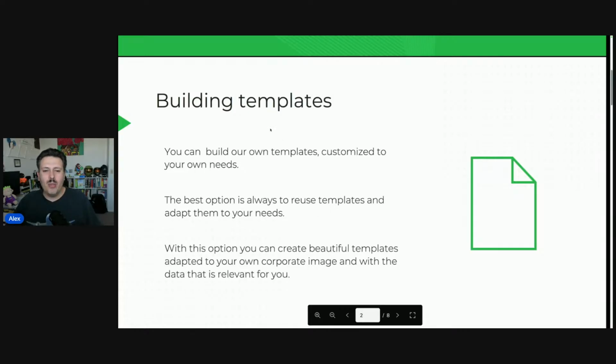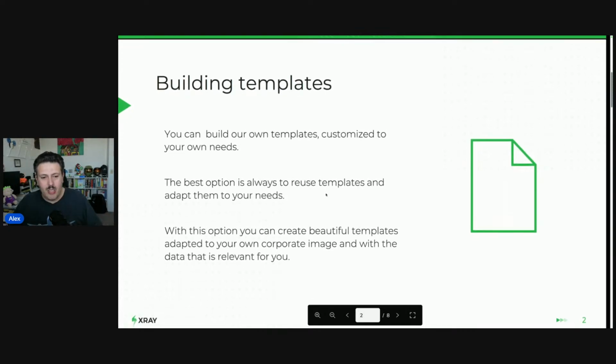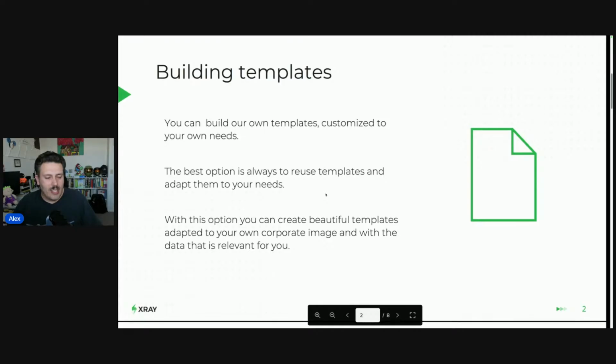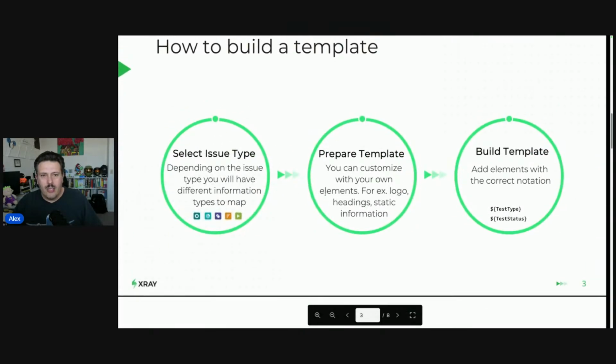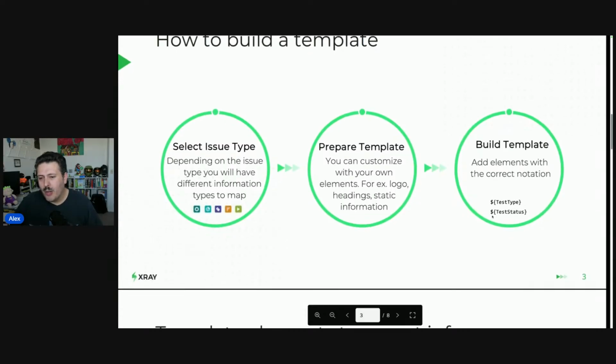All right, so you can build your own templates, customized to your own needs. The best option is to always reuse a template and then adapt it. It's very important, folks. Take an existing one and just tweak it a little bit. With this option, you can create beautiful templates adapted to your own corporate image with the data that is relevant to you. To build a new template, you're going to select the issue type. Depending on the issue type, you will have different information types to map. You're going to prepare your template, and then you're going to build the template. And notice the curly brace here. We need to get familiar with a little bit of code. If you're not super comfortable with coding, you might not like this, but there is some coding involved.